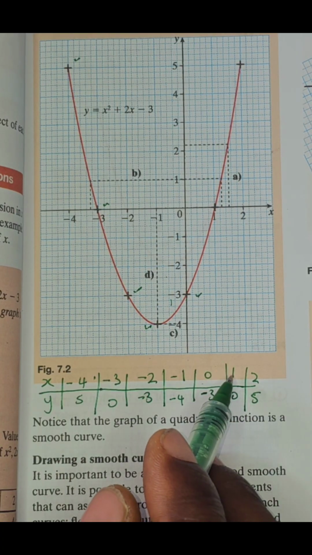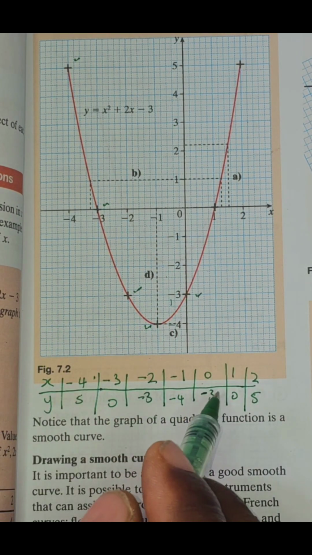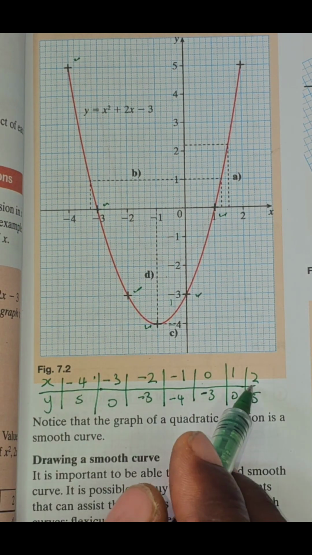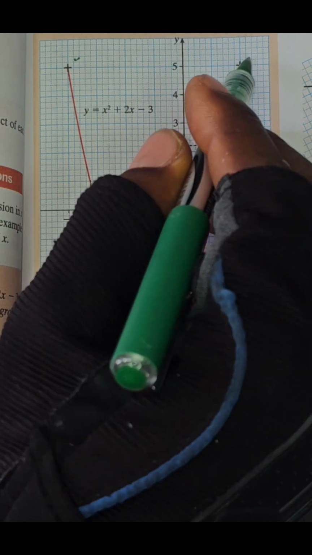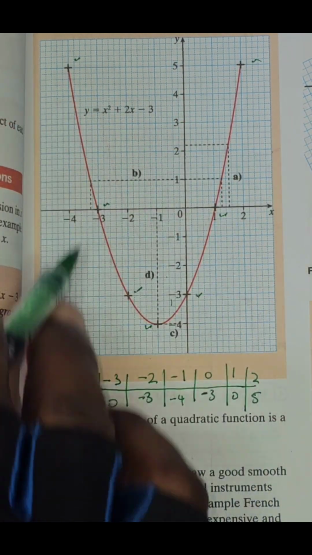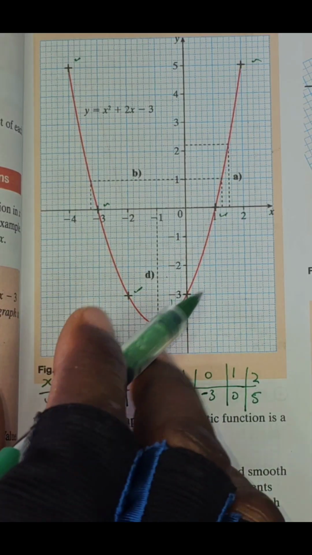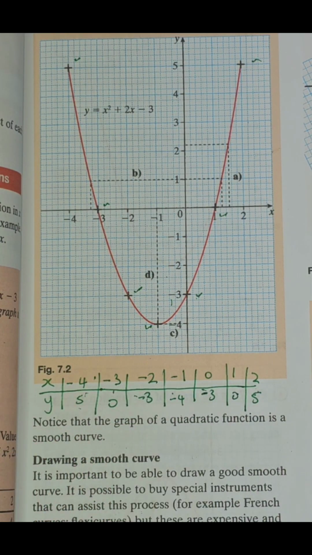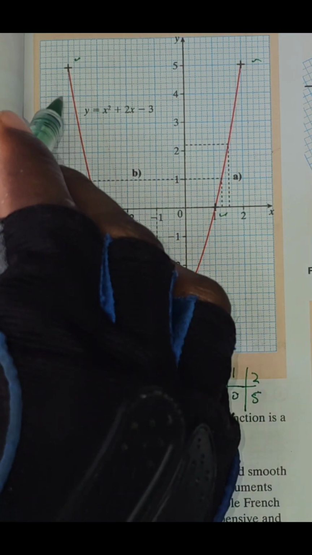Mark. When x is 1, y is 0. So x 1, y is 0 here. When x is 2, y is 5. So these are my values: 1, 2, 3, 4, 5, 6, 7. Let's count it: 1, 2, 3, 4, 5, 6, 7. So after that, you're going to draw a line.